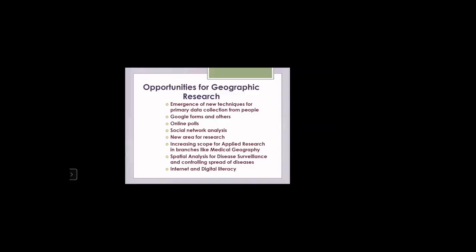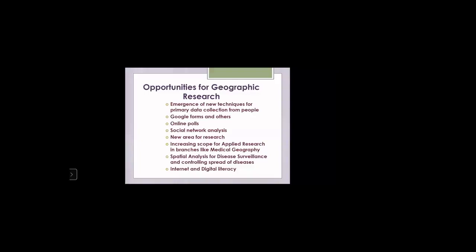The second thing is that new areas of research are also emerging. That is something which is promising, because we are looking into avenues which we were not looking into in the past. So there is increasing scope for applied research. As we all know, there is research on the kinds of viruses, on the kinds of vaccines available and how we can combat this COVID pandemic.